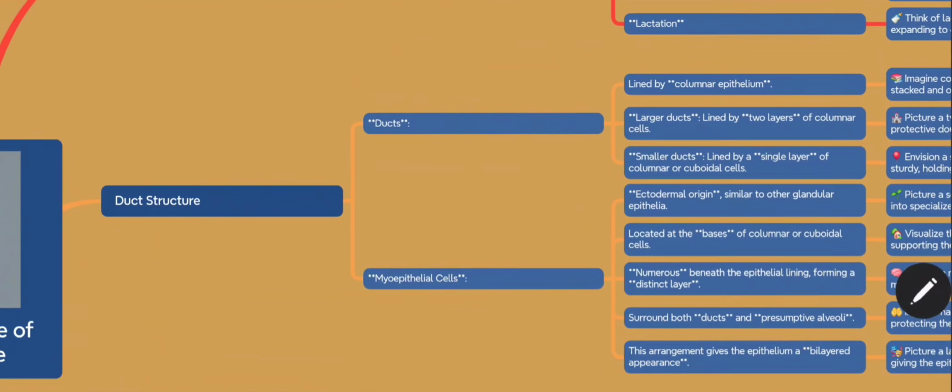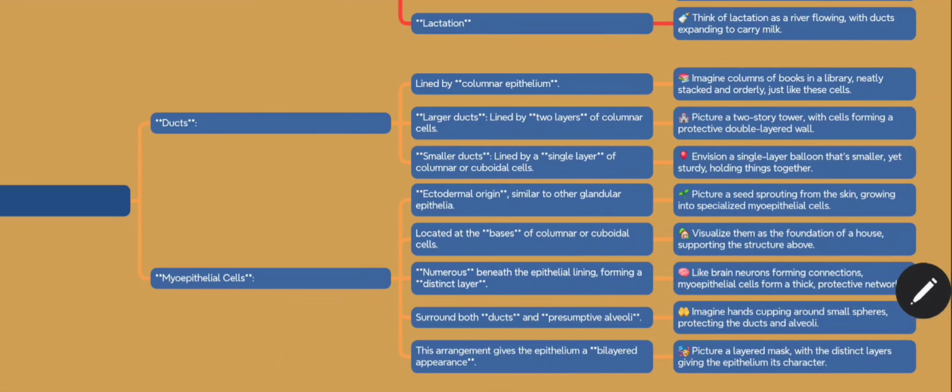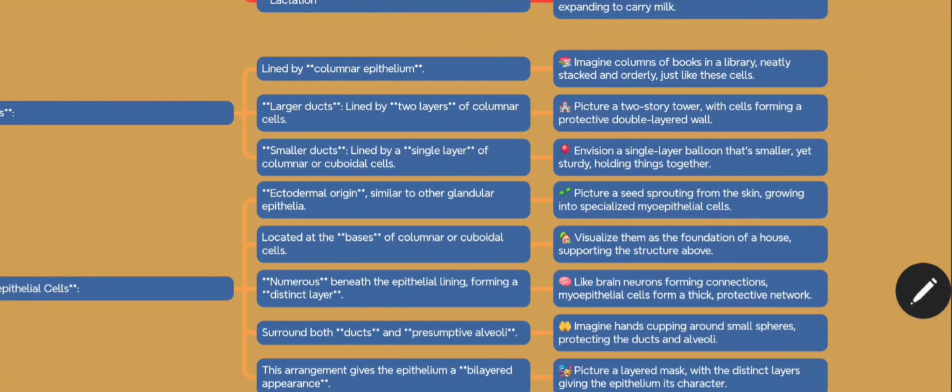So the next one, the duct structure. There are ducts and there are myoepithelial cells. The ducts are lined by columnar epithelium, like a column of books in the library. Columnar epithelium, say it with me. Then the larger ducts are lined by two layers of columnar cells. It's like a two-story tower. Then smaller ducts are lined by a single layer of columnar or cuboidal cells. Say it with me: smaller ducts lined by a single layer of columnar or cuboidal cells.